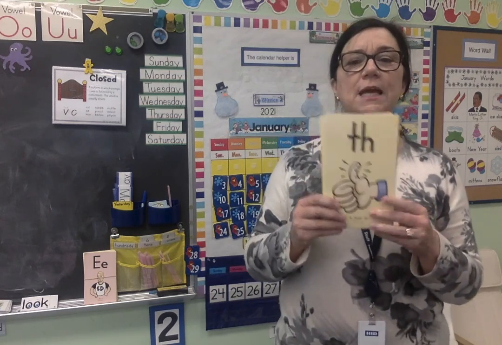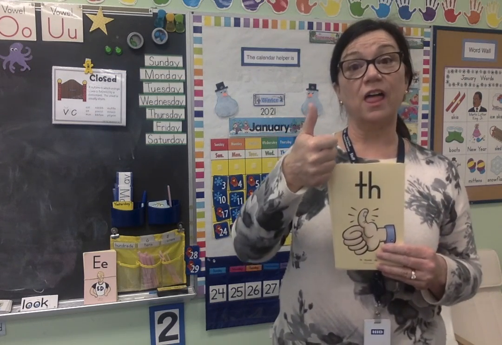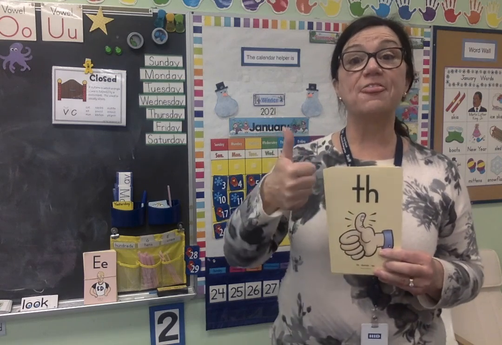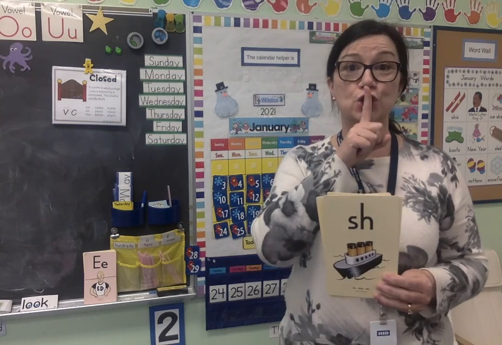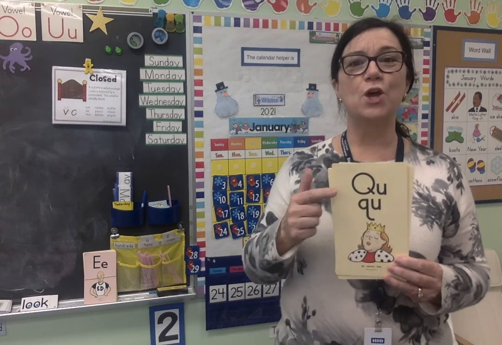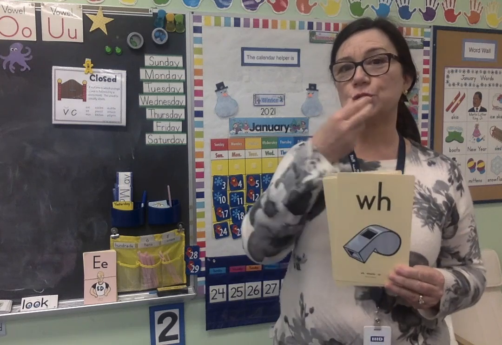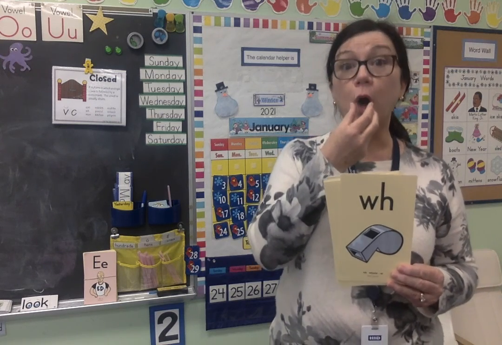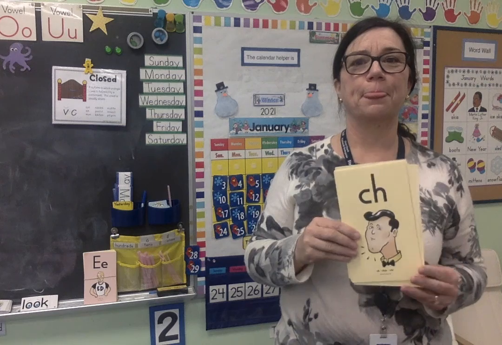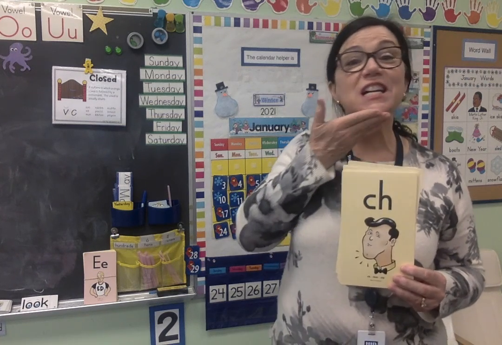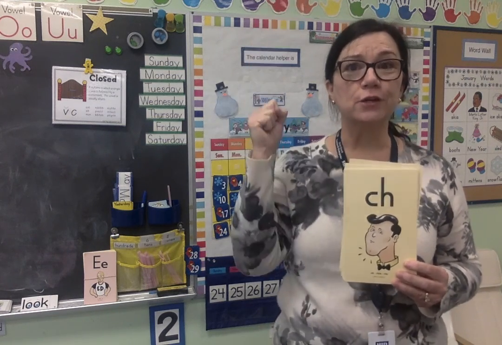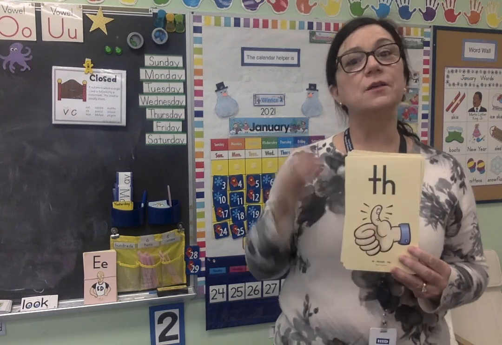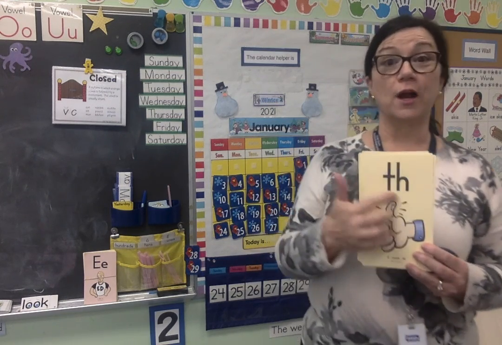All right. TH for Thursday, the, th, thumb. TH, thumb, th. SH, ship, sh. QU, Q, queen, qua. WH, whistle. CH, chin, ch. Remember chin, ch. So those are the hand signals that we use for our digraph sounds.